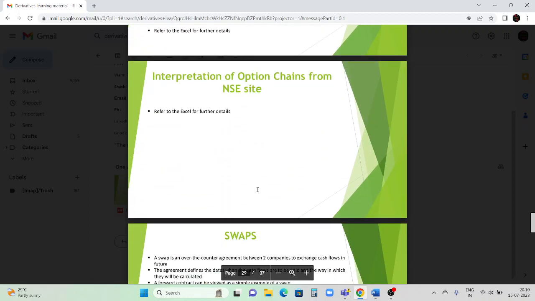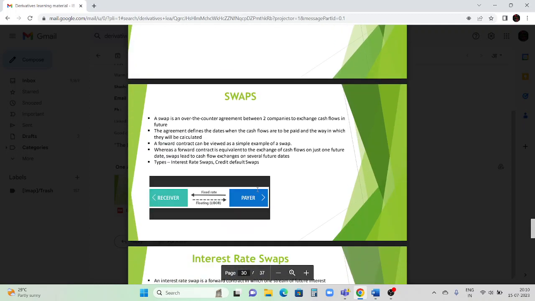Interpretation of option chain from the NSE site. And swaps. So a swap is an over the counter agreement between two companies to exchange cash flows in future. The agreement defines the dates when the cash flows are to be paid and the way in which they are calculated.